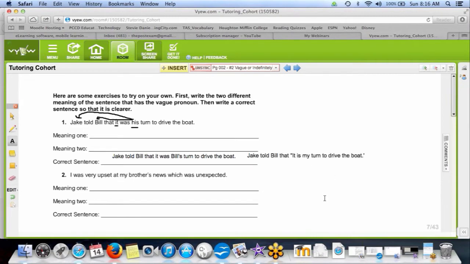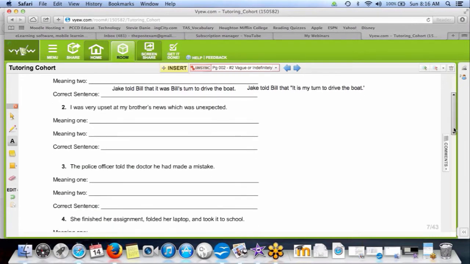Okay, so now what I want you to do, and use your chat box, is that here is, I was very upset at my brother's news, which was unexpected. First, I want you to tell me what is the vague pronoun, and secondly, what two things could be unexpected. Okay, let me give you a minute to do that, and then type your answers in the box so I can kind of check what you're thinking, if you don't mind.